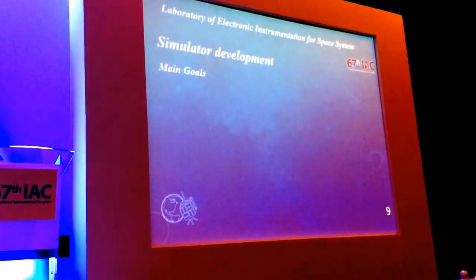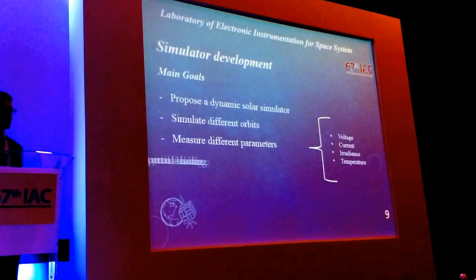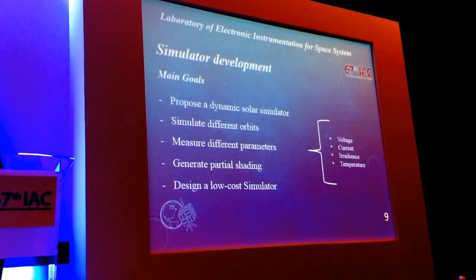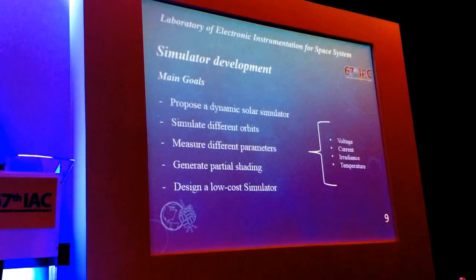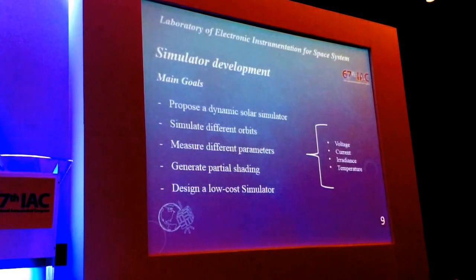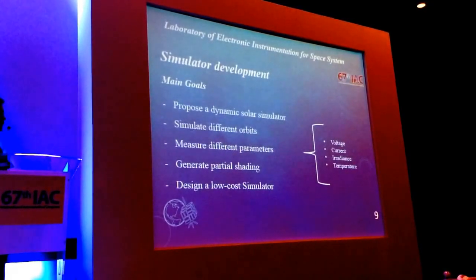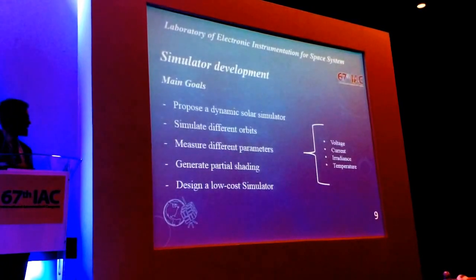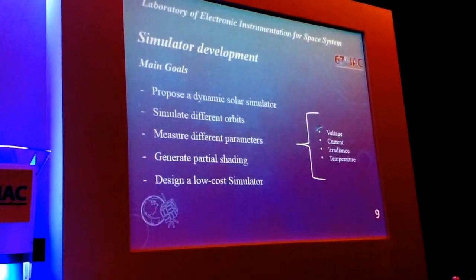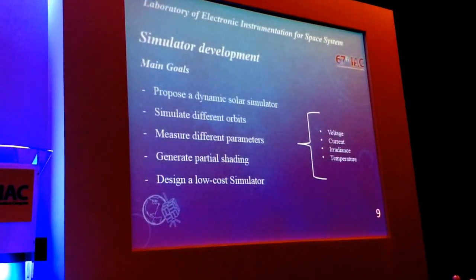And knowing these concepts, we can start to develop the simulator. But before we start, we need to have goals to give a direction to this project. These goals are to propose a dynamic solar simulator. Also, the simulator must be capable of simulating different orbits. Also, the simulator must measure different parameters like voltage, current, irradiance, and temperature. And the last goals were to generate partial shading and to design a low-cost simulator.